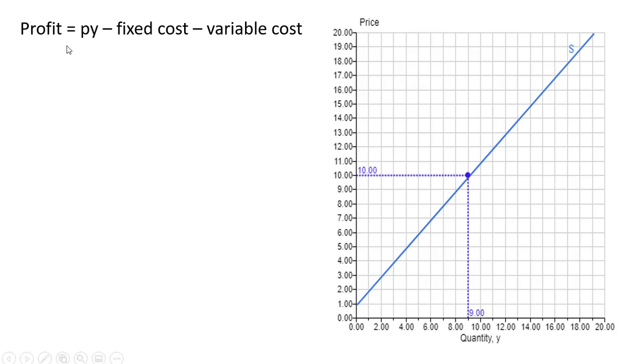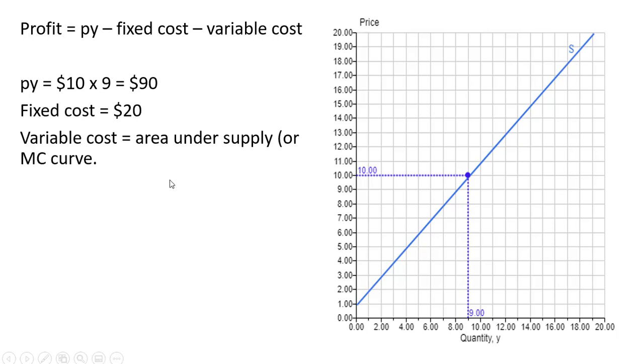Alternatively, we could calculate profit as total revenue minus fixed cost minus variable cost, where total revenue is price times quantity. So 10 times 9, this firm has $90 of revenue. We know the fixed cost, that was given to us as $20. Let's find variable cost. Variable cost is going to be the area under the supply curve or marginal cost curve. So this area, I'm going to calculate the area under the marginal cost curve up to 9 units of output.